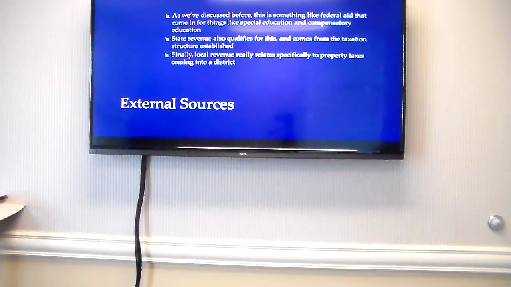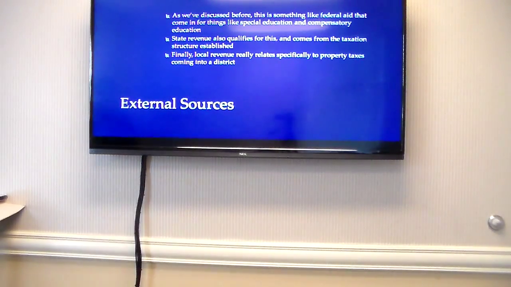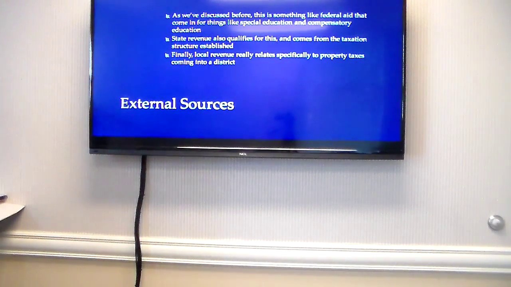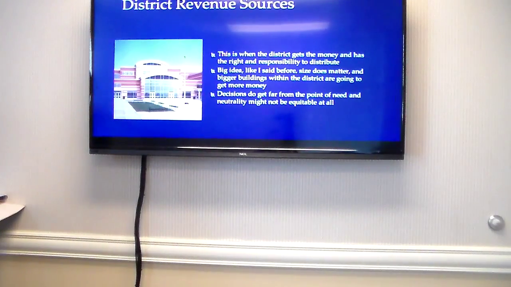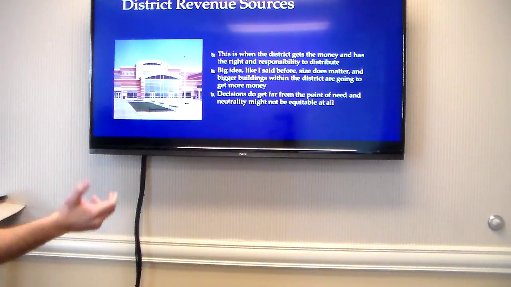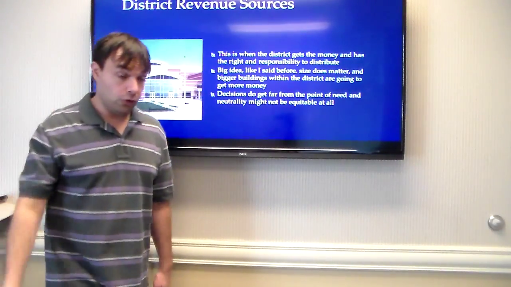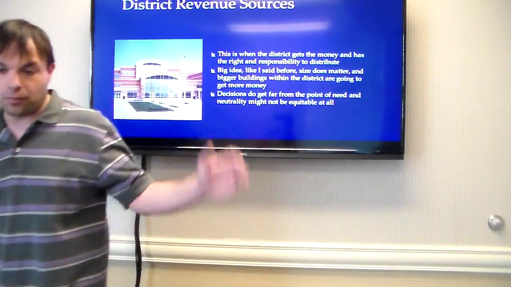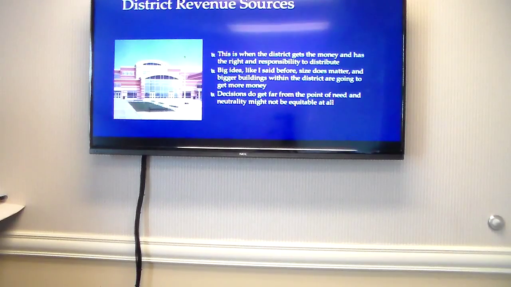External sources, we spent pretty much this entire first part of class talking about. These are things like federal aid, state revenue, anything from taxation or property taxes, and also local revenue too. So those are going to be your primary external sources. In terms of district sources, this is when the district gets to basically pick and choose where they're sending their money. The challenge with this is the bigger buildings within the district are going to get more money, and especially in this state, the sexier schools are going to get more money too. The schools that are doing STEM, the schools that are doing an arts-based academy that have parent support, they're naturally going to get more money than the other institutions are, so you have to consider that as well.